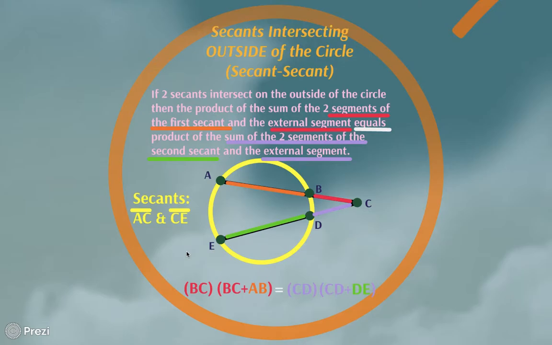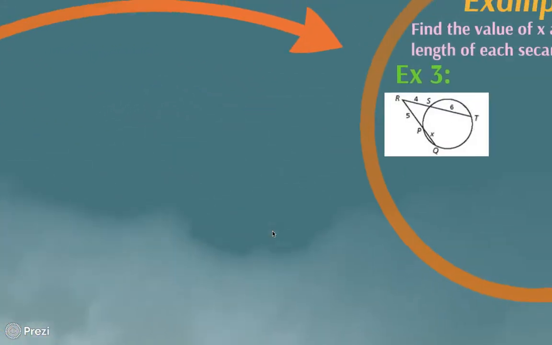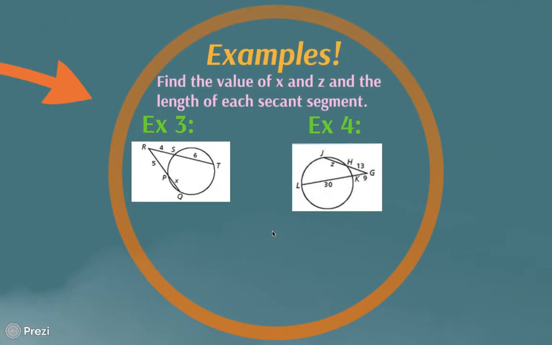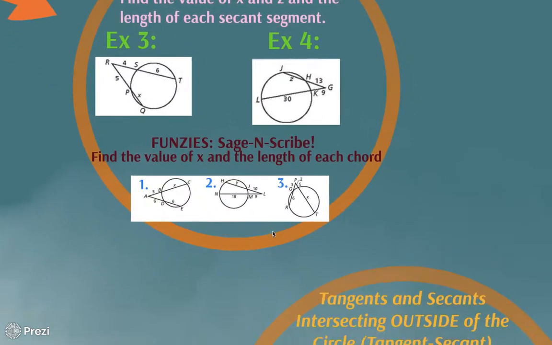The shorthand for this rule, the way that I like to go through it: we're multiplying an outer segment times the outer plus the inner segment. On the other secant, we're multiplying the outer segment times the outer plus inner. So outer times outer plus inner equals outer times outer plus inner. I don't know if that helps you, but that's the way I visualize it. We're now going to use this property to find the value of x and z and the length of each secant segment in examples 3 and 4. So go ahead and pause the video and watch examples 3 and 4.